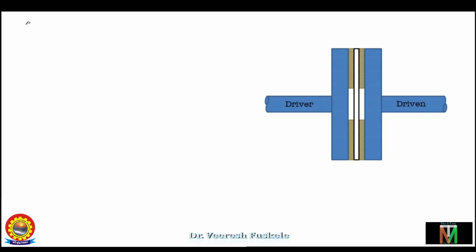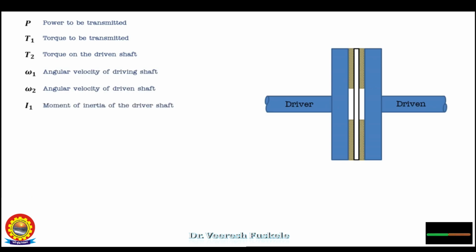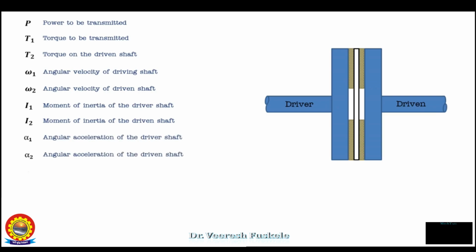Let P be the power that is to be transmitted from the driver shaft to the driven shaft, and T1 be the torque of the driver shaft. T2 is the torque on the driven shaft, omega 1 is the angular velocity of the driver shaft, and omega 2 is the angular velocity of the driven shaft. Similarly, I1 is the moment of inertia of the driver shaft and I2 is the moment of inertia of the driven shaft, and likewise alpha 1 and alpha 2 are the angular accelerations of the driver shaft and driven shaft respectively, and theta 1 and theta 2 are the angular displacements of the driver shaft and the driven shaft respectively.